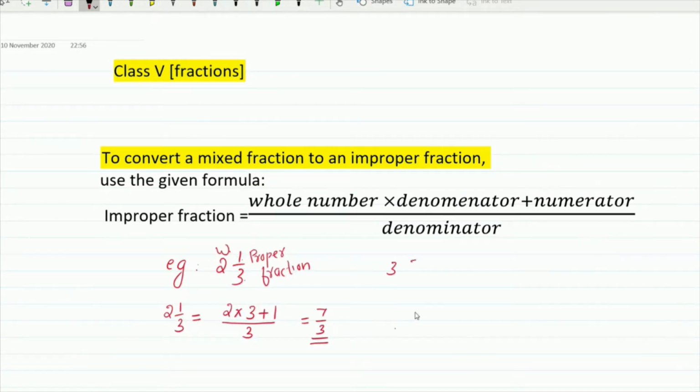3 2/5. So the whole number part is 3 and proper fraction is 2/5. To convert it into improper fraction, whole number part 3 multiplied by the denominator, this is the denominator, that is 5, plus the numerator is 2 divided by denominator, that is 5. 3 into 5, 15 plus 2 by 5. 15 plus 2 is 17 divided by 5. So this is an improper fraction. Numerator is greater than the denominator.